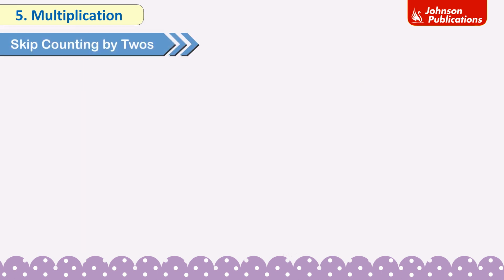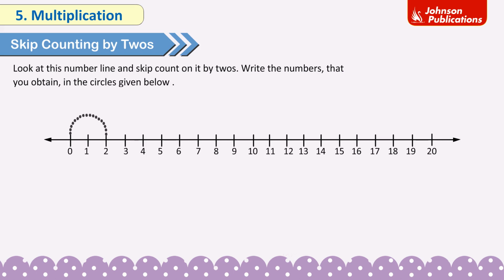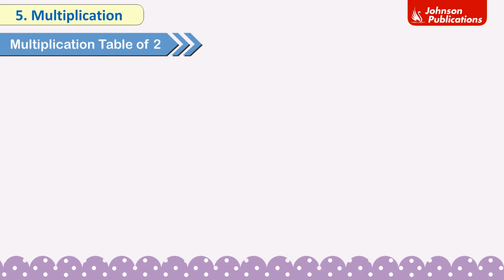Skip counting by 2s. Look at this number line and skip count on it by 2s. Write the numbers that you obtain in the circles given below. Multiplication table of 2. 2 times 1 equals 2.